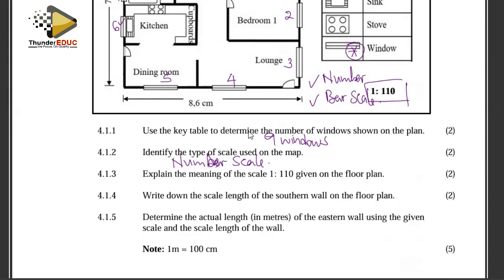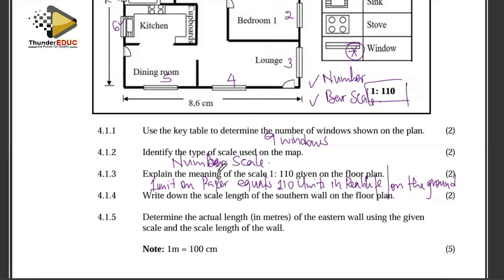Meaning, we already say the one on the left is on paper, so we shall say 1 unit on paper equals or represents 110 units. You can say in real life or reality. Or you can say on the ground. You can say in real sense, like in actual sense, in real life. Okay, this is the meaning of the scale.